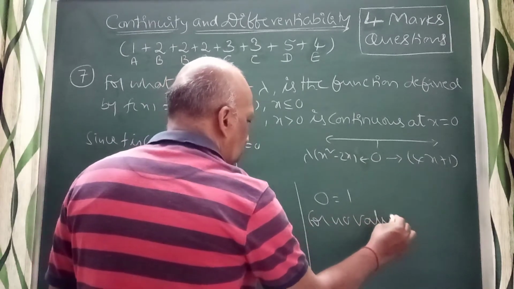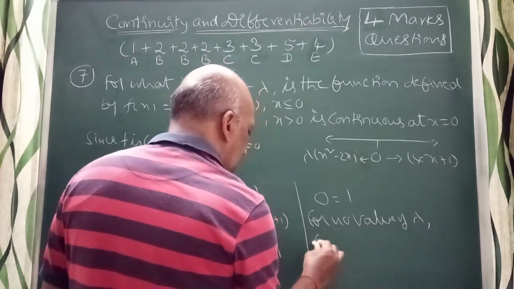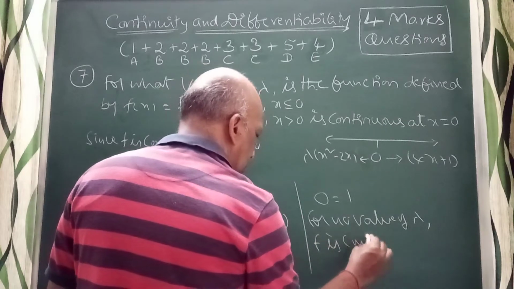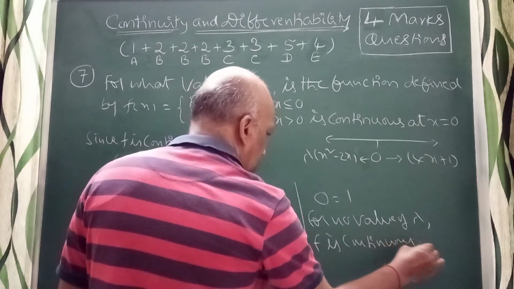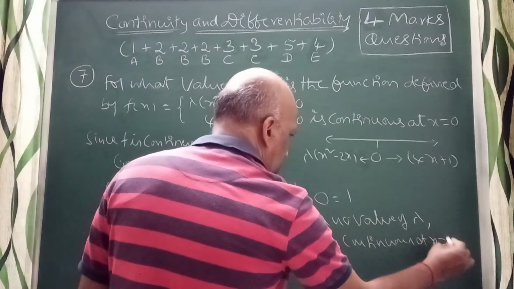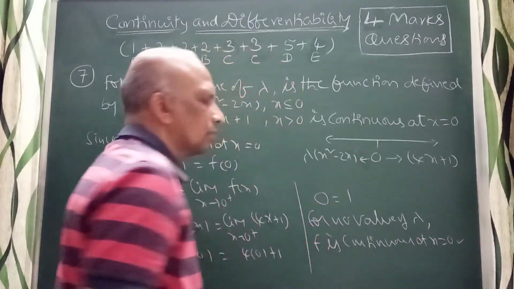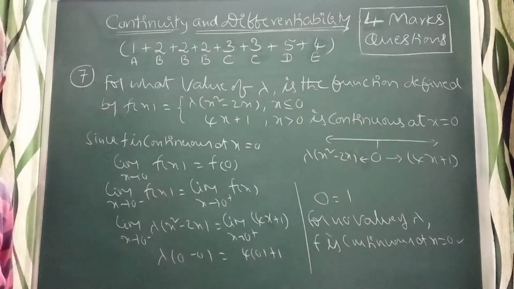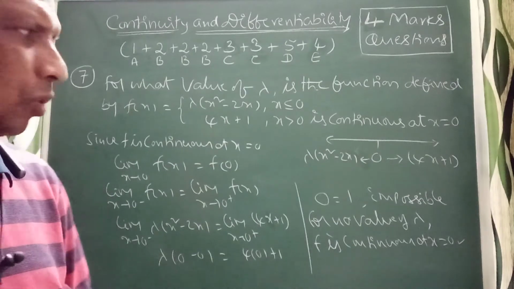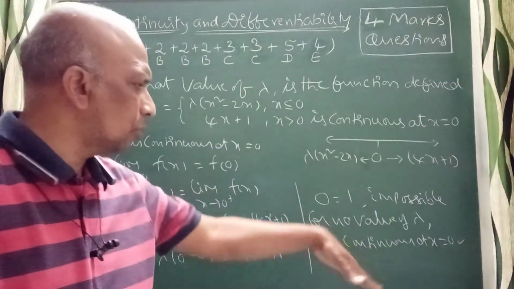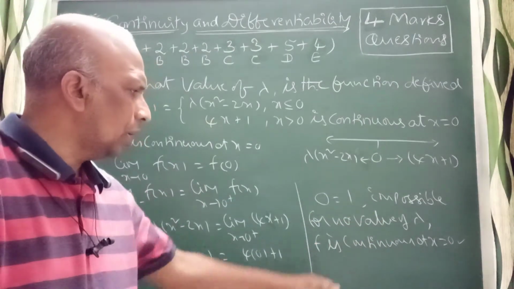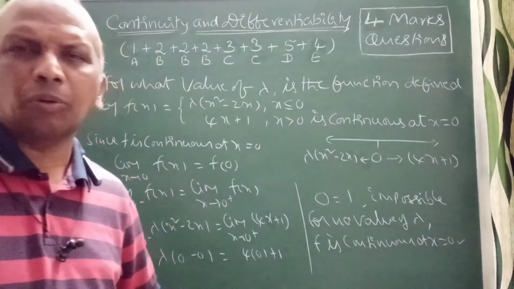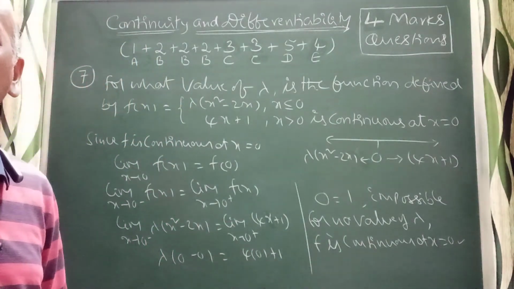For no value of lambda, f is continuous at x equal to 0, right? Then we will solve the next problem now. So finally we get 0 equal to 1, an impossible case. For no value of lambda, f is continuous at x equal to 0. Then I will explain the next problem.